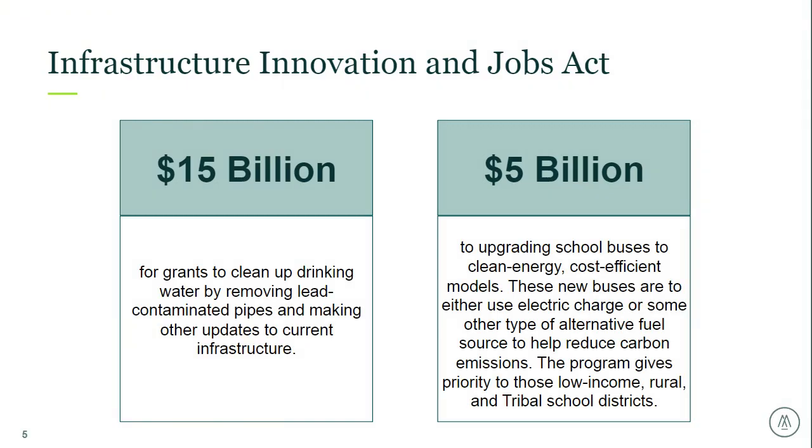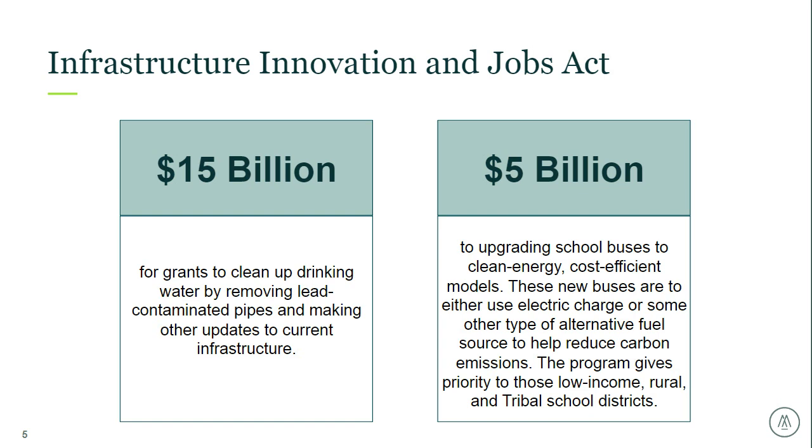So first, I'll start with the Infrastructure, Innovation, and Jobs Act that President Biden signed into law on November 15th of 2021. And it touches on everything from roads and bridges and transportation to the country's water, energy, and broadband system, while also addressing climate change. There are also a lot of provisions in here that benefit schools and nonprofits, so I wanted to highlight a few of those. So there's a provision in here that dedicates $15 billion for grants to clean up drinking water by removing lead-contaminated pipes and making other updates to current infrastructure.